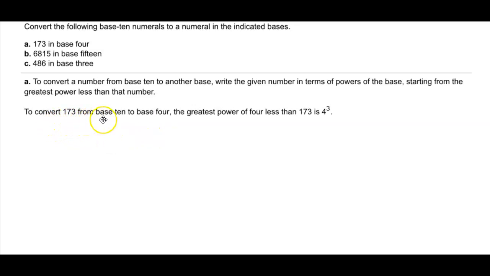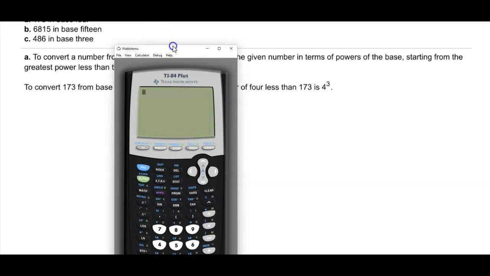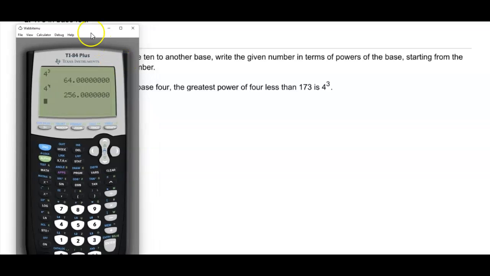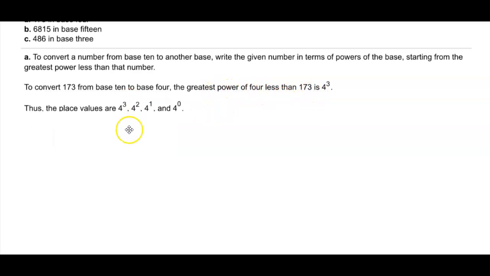To convert 173 from base 10 to base 4, the greatest power of 4 less than 173 is 4 to the third power. So let's take a look at that. 4 to the third power is 64. 4 to the fourth power is 256. So therefore, we can see that 4 to the third power is the greatest power of 4 less than 173. Thus, the place values are 4 to the third power, 4 to the second power, 4 to the first power, and 4 to the 0 power.